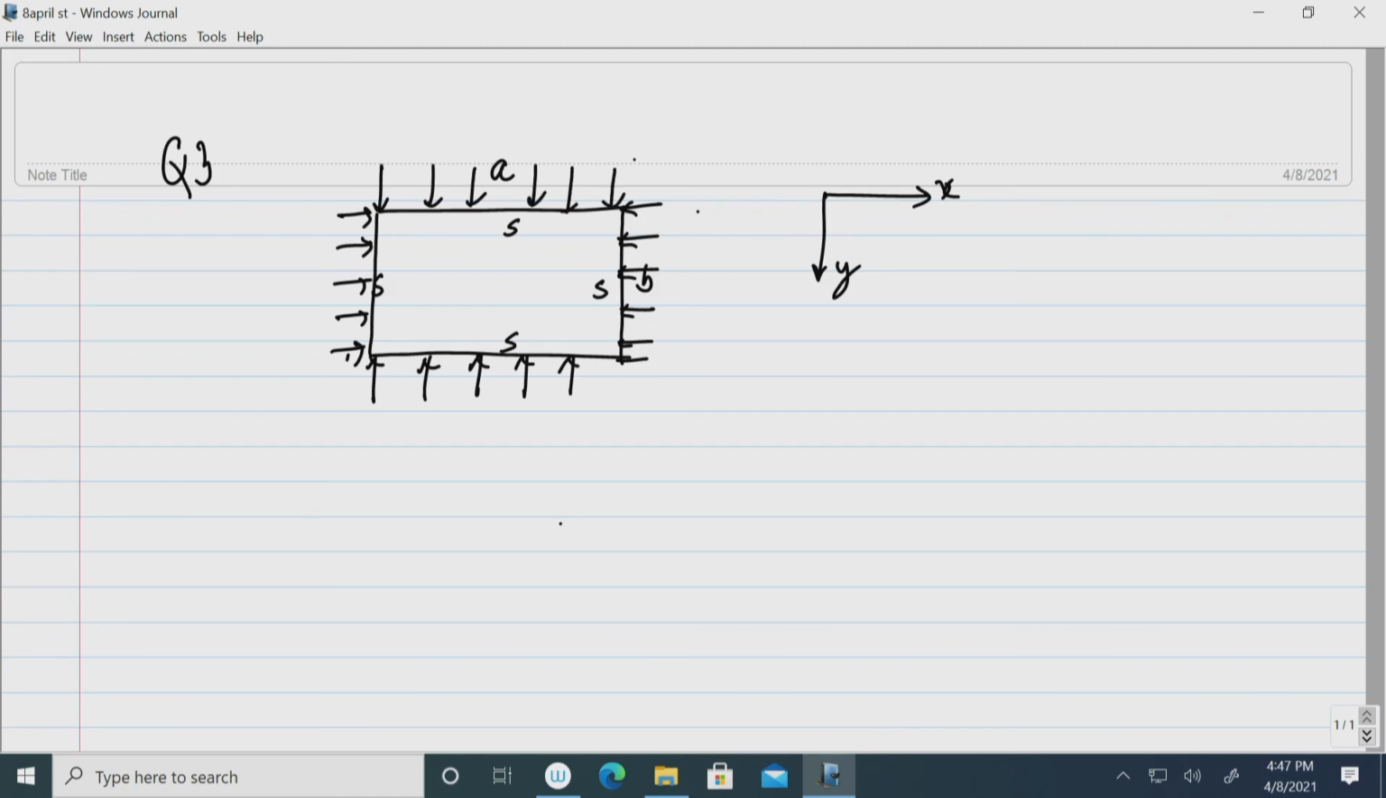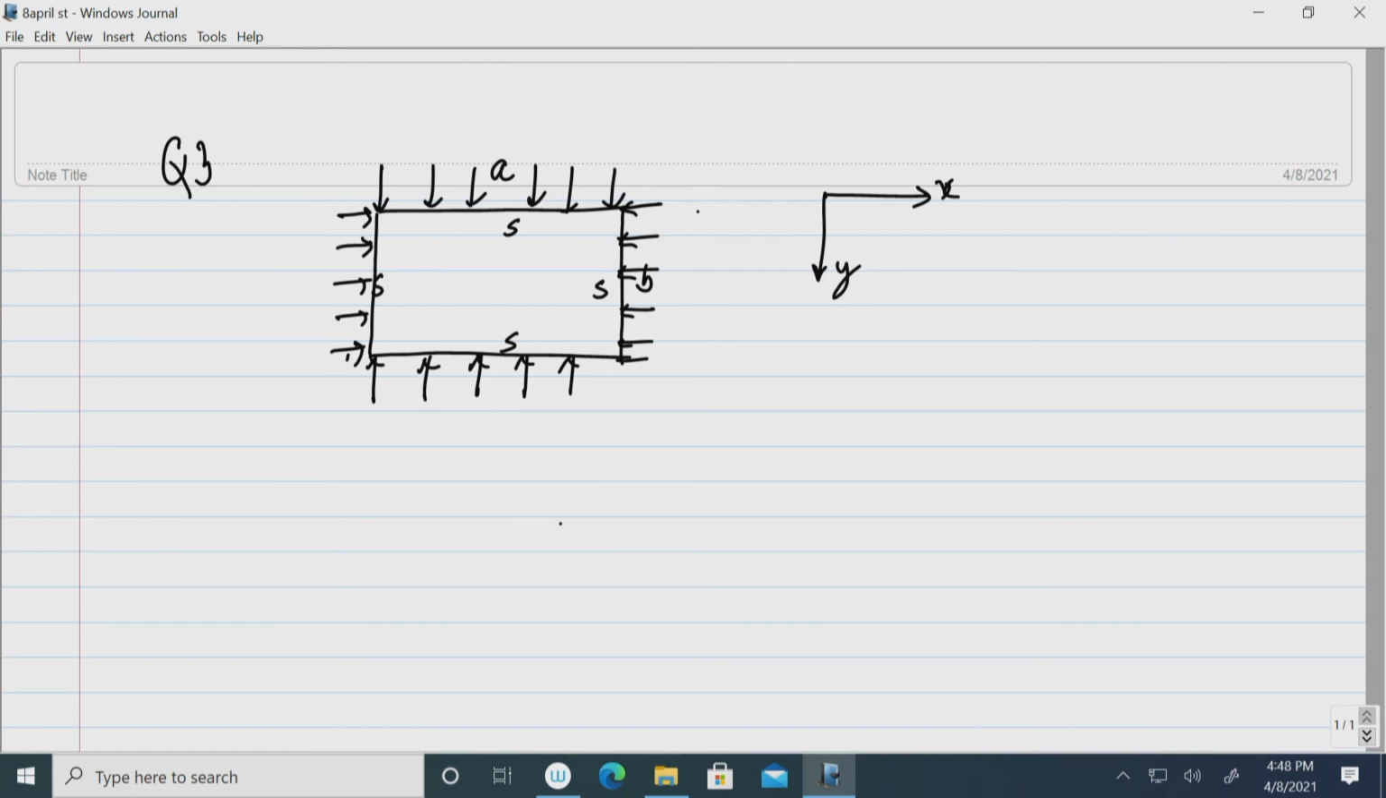From the discussion done in today's class and also the knowledge that you have gathered earlier in the theory of plates that I have discussed, I think you will be able to understand the procedure for solving this problem.